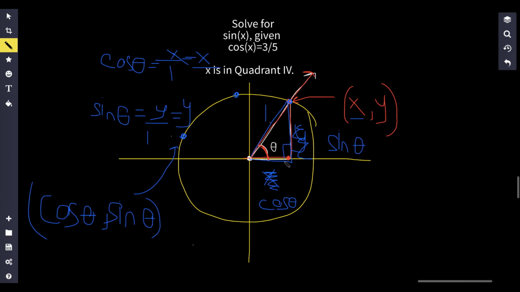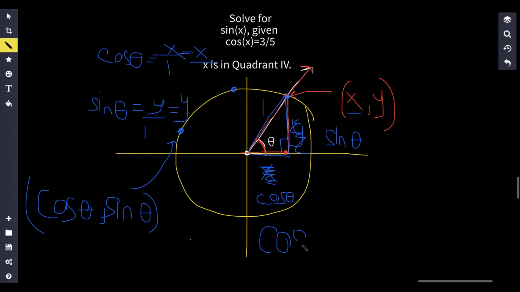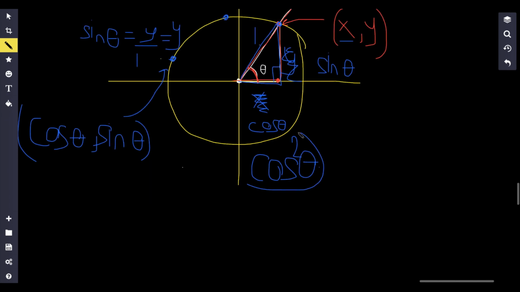I said this probably like 2 times, but remember, this is a right triangle. So we can do the Pythagorean theorem. We can say that cosine squared theta, or a lot of people, they might write it like this, cosine theta squared, if they're new to this. But this is the same thing. Cosine squared theta is the same thing as cosine theta squared, okay? But it's simpler to write it out this way. So I'm just going to write it out this way.